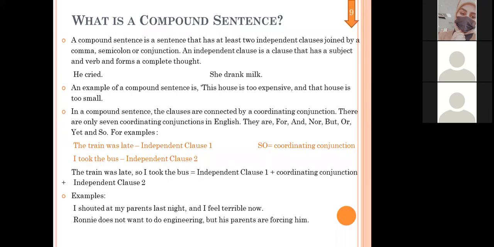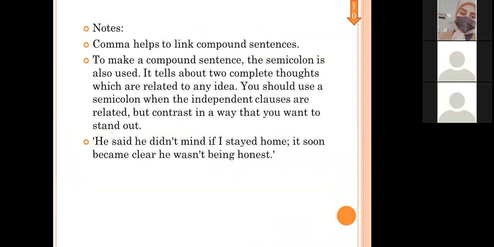Notes, comma helps to link compound sentences. To make a compound sentence, the semicolon is also used. It tells about two completed thoughts which are related to any idea. You should use a semicolon when the independent clauses are related, but contrast in a way that you want to stand out.